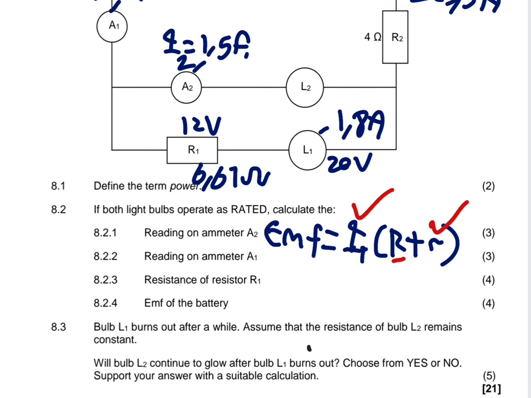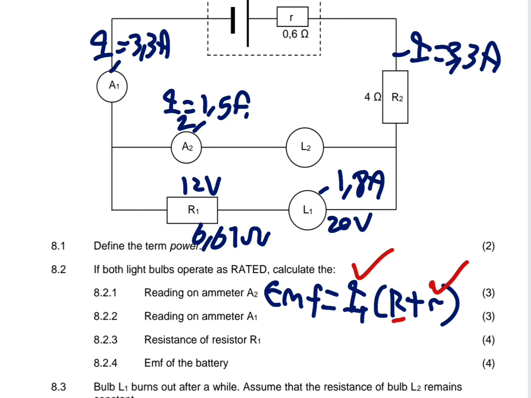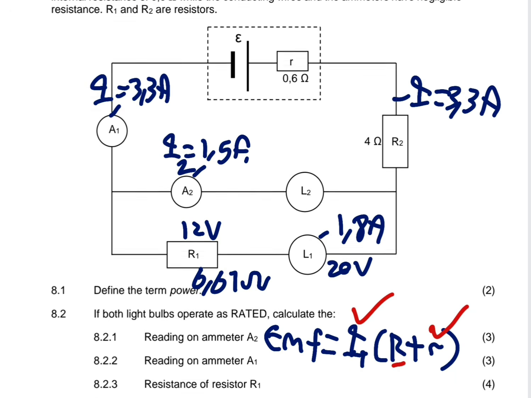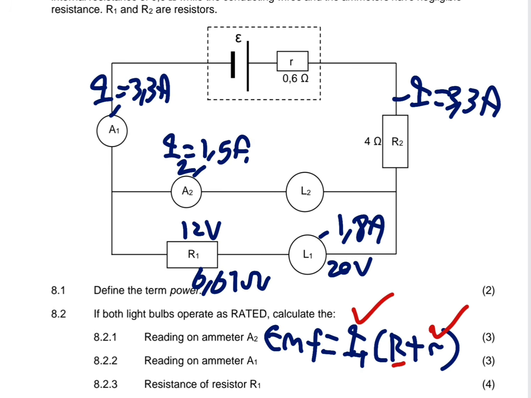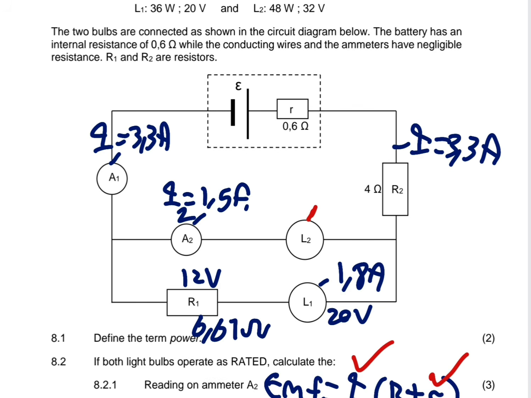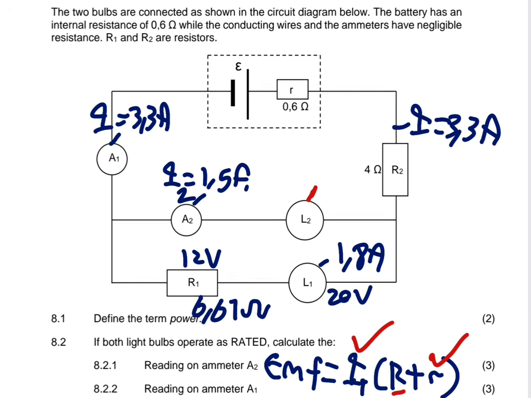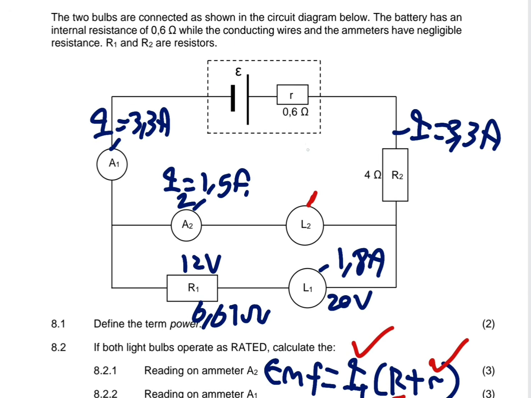Okay, so let's take it step by step. We need the resistance, so let's start with the top part. This top part means we'll need the resistance of L2. We don't have its resistance, but we have the voltage, which we were given as 32. We have the current, so it's easy to calculate the resistance. So therefore, what is this?